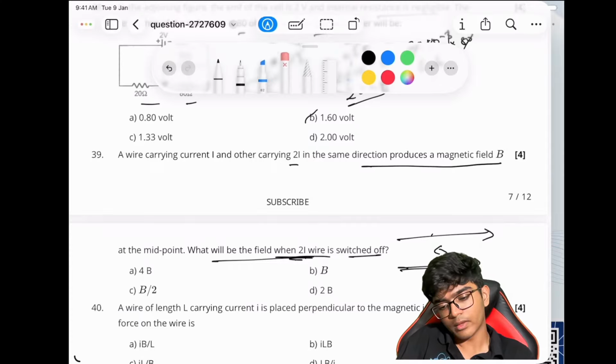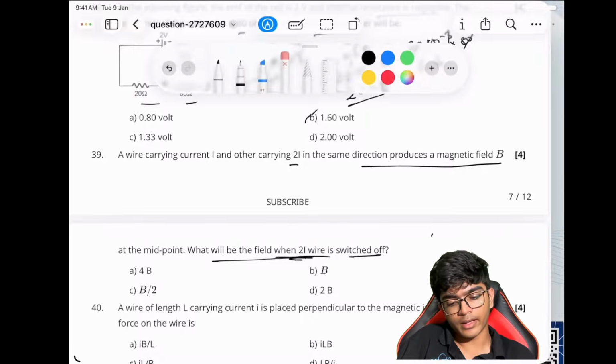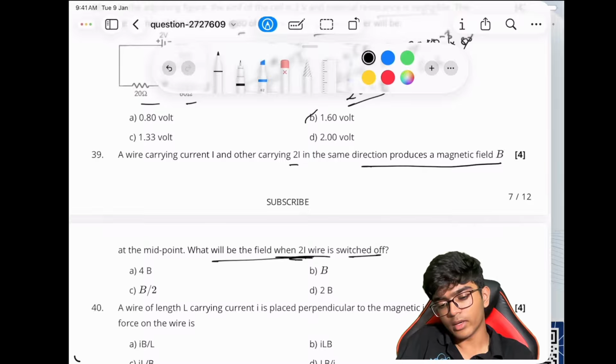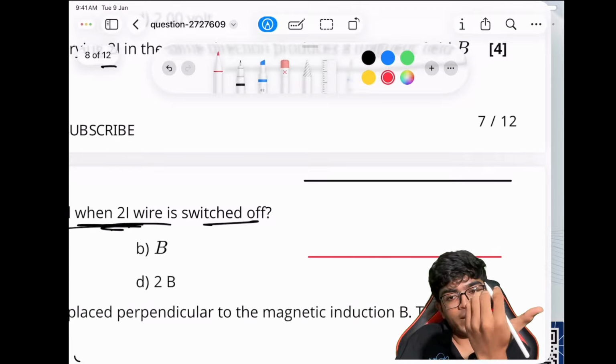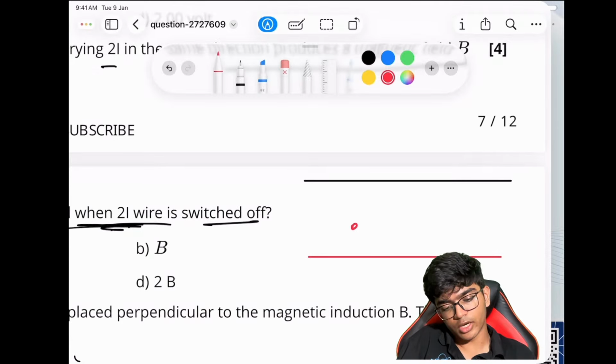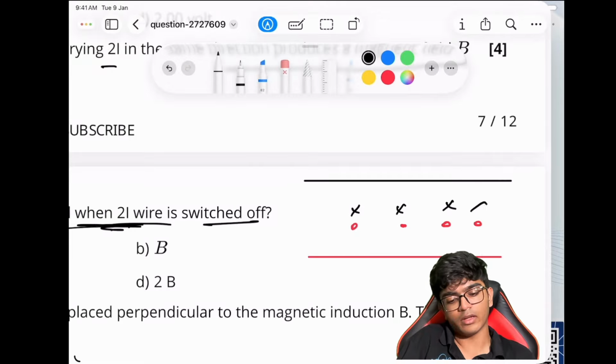Okay, fine. I will represent with 2 colors. One wire is in this direction, going like this. Another wire is represented by red. Okay, the red one, by the right hand thumb rule, it comes here, dot magnetic field. The black one is cross magnetic field, so they are in opposite directions.